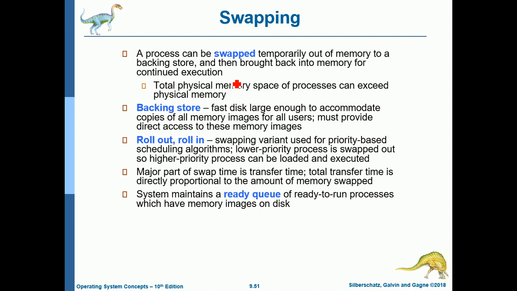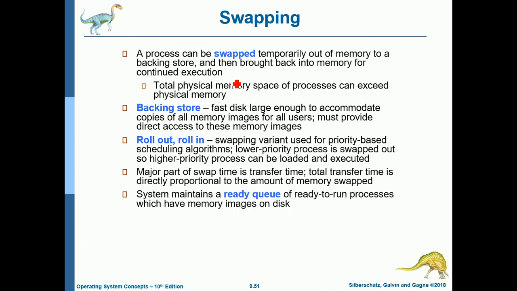We have the roll out, roll in. This is also a swapping variant used for priority-based scheduling algorithms. A lower priority process is swapped out so a higher priority process can be loaded and executed. That is why the low priority process will be rolled out while the higher priority process will be rolled in. That is the term for the roll out, roll in swapping variant.